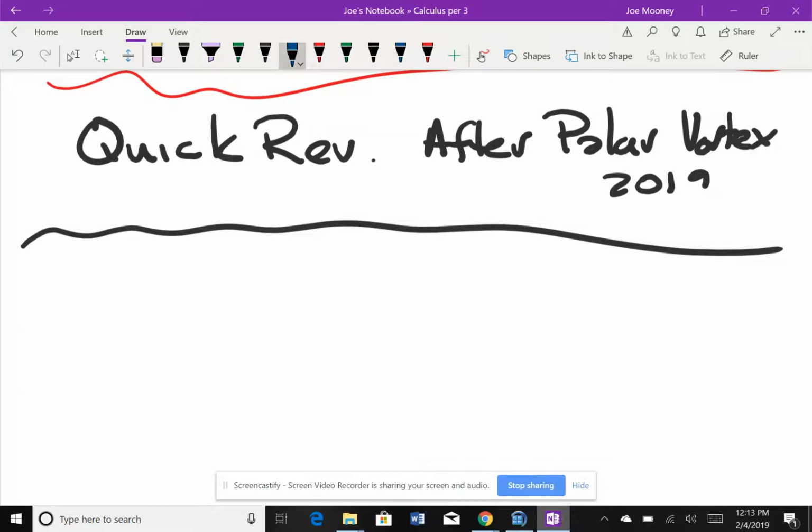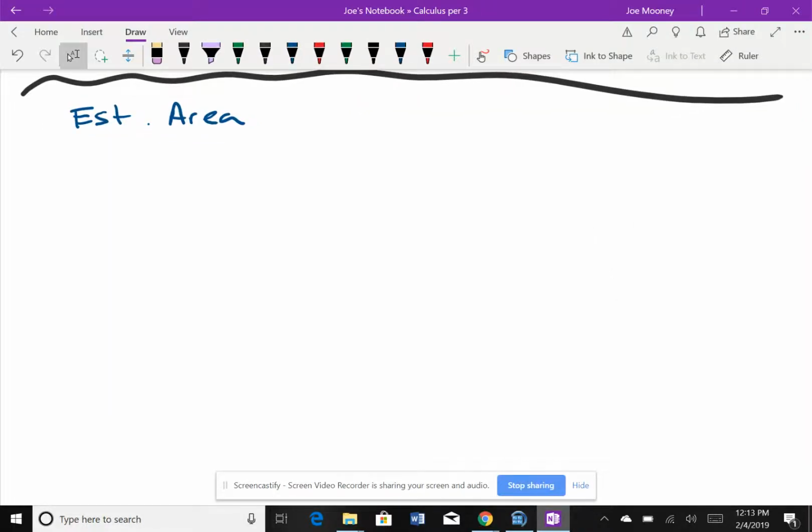Let's go to estimating area. We estimated area at one point, and generally we were given some kind of shape on some kind of interval. So let's just draw one, because we could spend all day. You basically just have to think about the shape and do that.